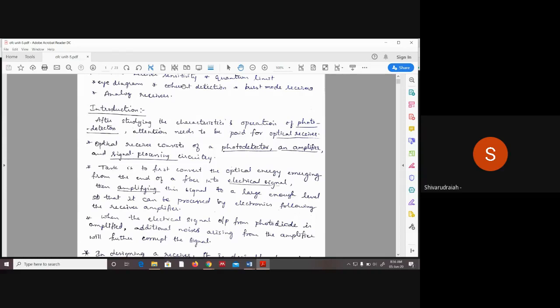Then at the receiver, we need to get back the electrical signal as the original information. That is the reason why we use a photo detector at the receiver, which will convert your light into electrical signal, and that original electrical signal is used for signal processing. So the optical receiver is not just the photo detector, it's a combination of photo detector, amplifier and signal processing circuit. These three blocks constitute your optical receiver section.